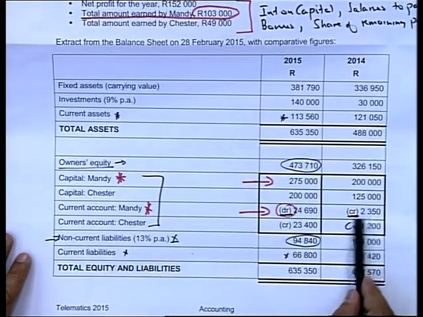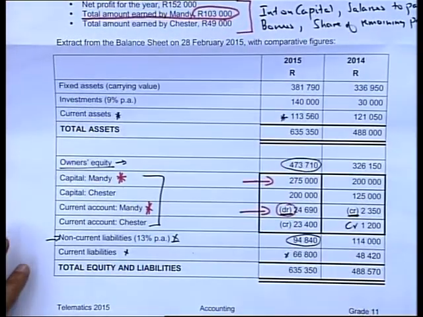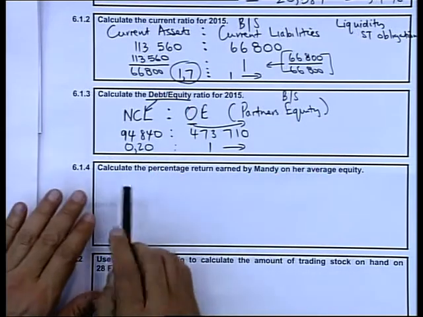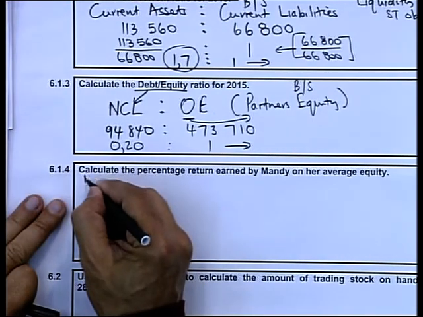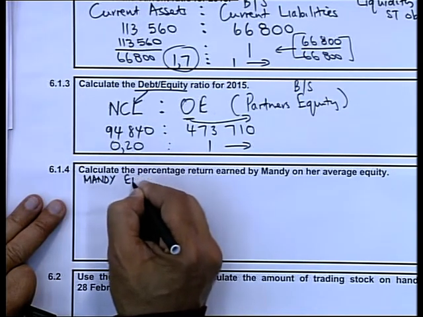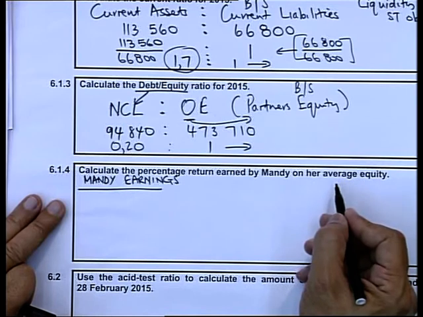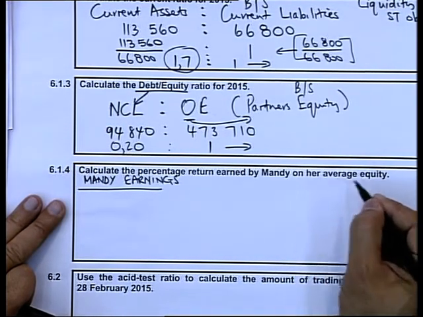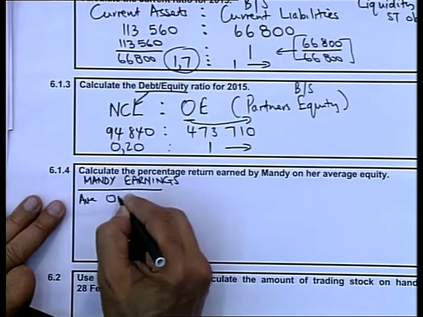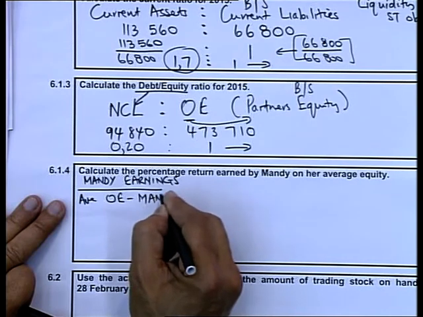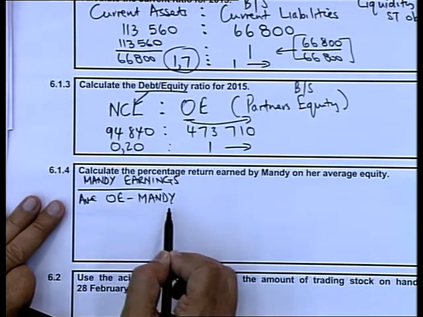Then with Mandy it was a credit, which is good, but then all of a sudden it went to a debit. And remember, she earned 103,000. So that particular ratio here says calculate the percentage earned by Mandy. So it was Mandy's earnings, in other words whatever she earned, over her average equity, in other words her average owner's equity, but only for Mandy. So again, Mandy's earnings over Mandy's average owner's equity.